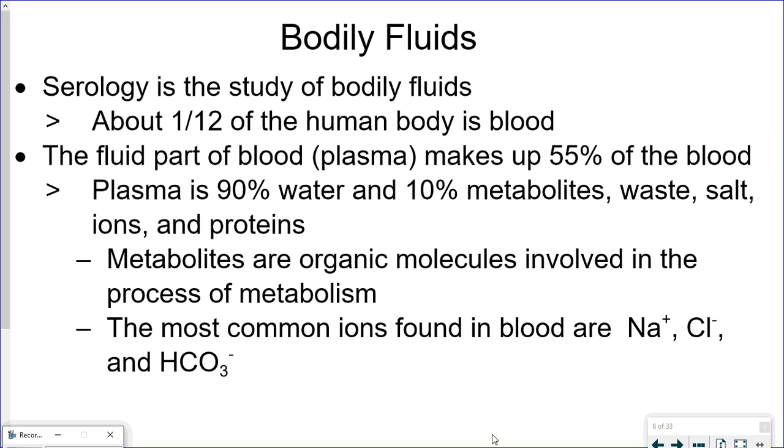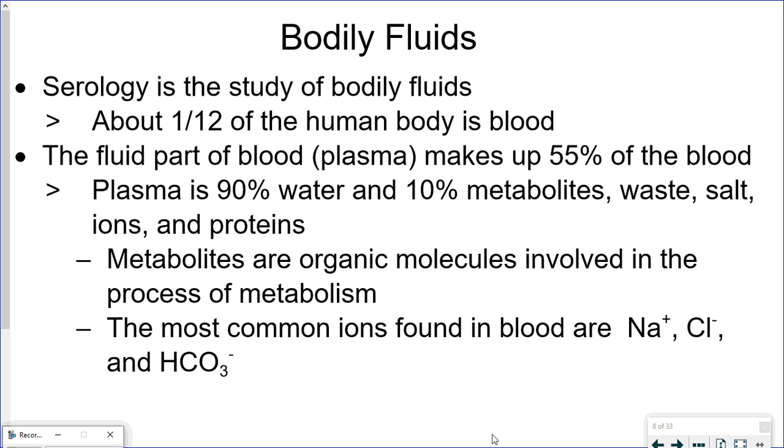Looking at bodily fluids in blood itself, serology is the study of bodily fluids. This includes every bodily fluid, but a lot of it is looking at blood. About 1/12 of the human body is completely blood, and blood is not one consistent substance. It is going to be a mixture with different parts. The fluid part of blood, which is our plasma, makes up about 55% of all of our blood. Plasma is going to be about 90% water and 10% metabolites, waste, salt ions, and proteins.